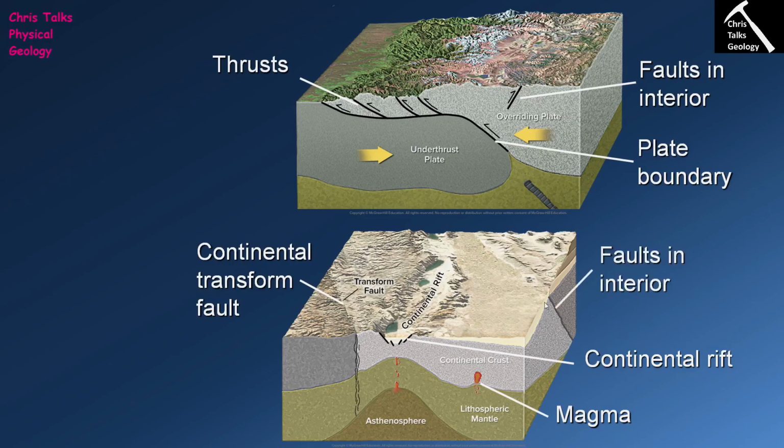Now, the final way which we can get earthquakes being generated within the continental interior is through the movement of faults which formed due to earlier tectonic processes. So let's just look back at this diagram up here for a second. So you can see that here we have a continent-continent collision. You can see this continent-continent collision has produced lots and lots of faults.